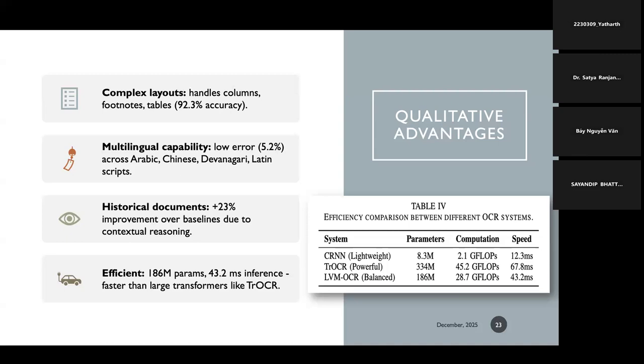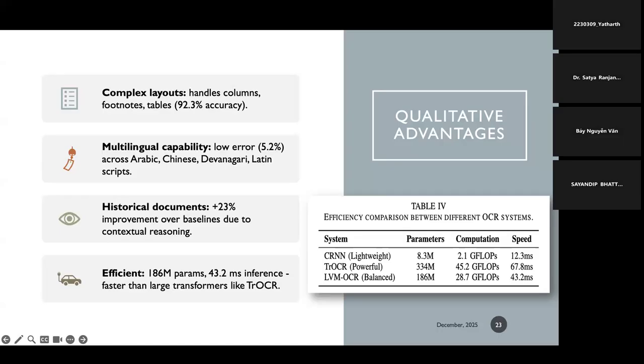Let's look at Table 4. This is the efficiency test. On the top, we have the CRNN. It's very fast, with just 12.3 milliseconds. But is it too simple and makes mistakes, right? As in the previous table, in the middle, we have the TransformerOCR. It's powerful, but it's huge and slow. You can see it takes a lot of time, and the parameters are over 300 million.